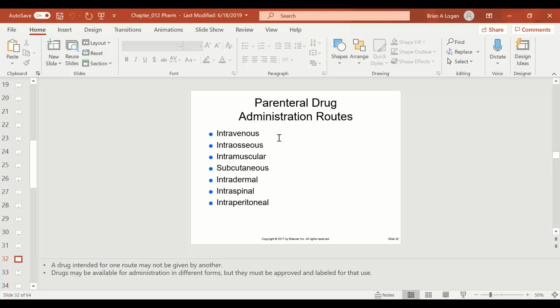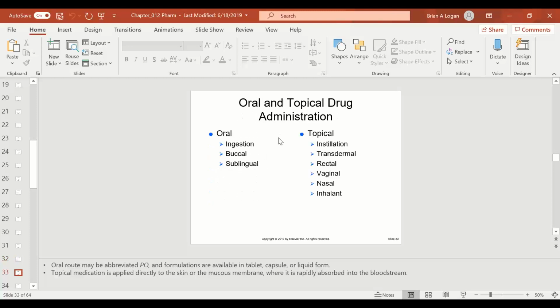Another thing, sometimes you'll see them doing what's called TAP blocks for these patients. They'll inject a local anesthetic in and around the abdominal muscles so that when the patient wakes up, especially after a laparotomy, they don't have as much pain because those muscles aren't really hurting at that point. They're under local anesthesia. We've got oral.